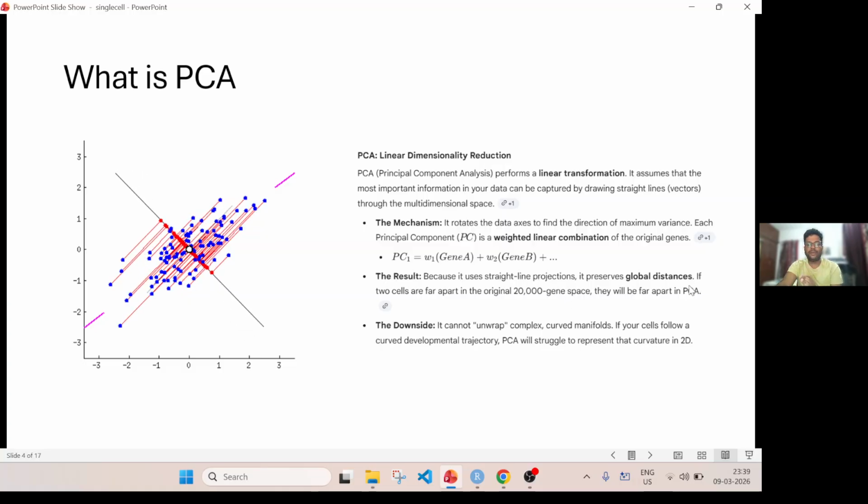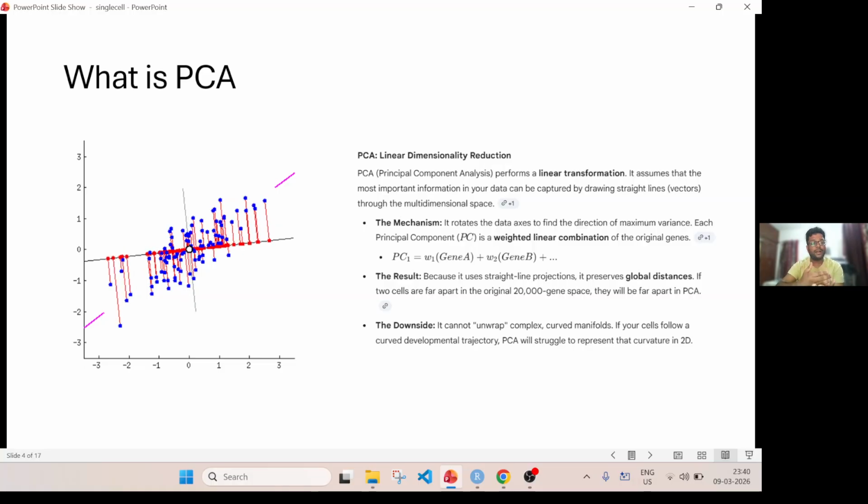What it means is, if two cells are far apart in the original 20,000 gene space, they will also be far apart in PCA. So for example, in the principal component space, if two dots are very far apart, it means their expressions are indeed very different. That's why we take PCA as the foundation for downstream analysis.